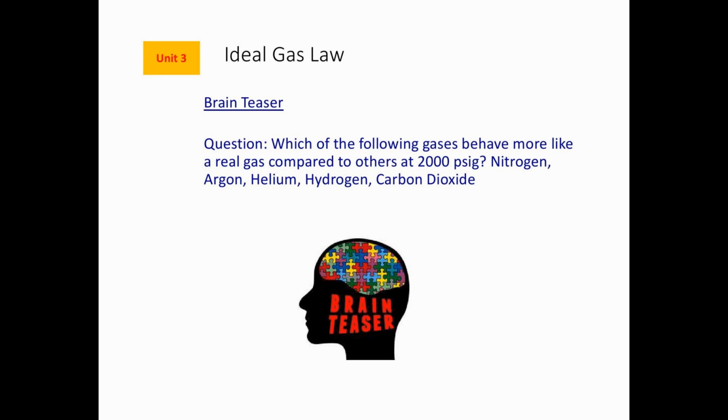Which of the following gases behaves more like a real gas compared to the others at 2000 psi? Nitrogen, argon, helium, hydrogen, carbon dioxide. The CO2, right? CO2 molecules are bigger and the boiling point is higher compared to the other molecules, and it's more compressible.